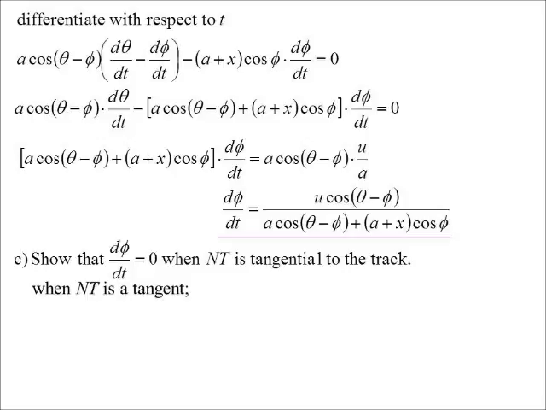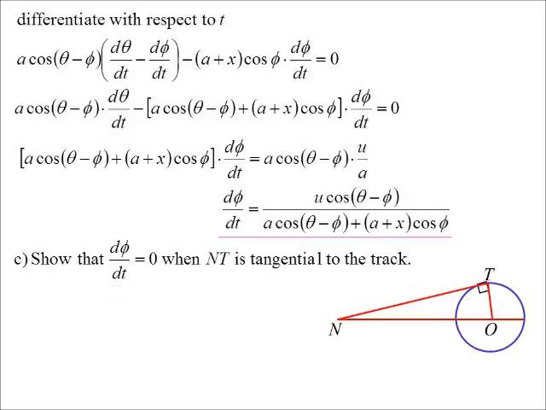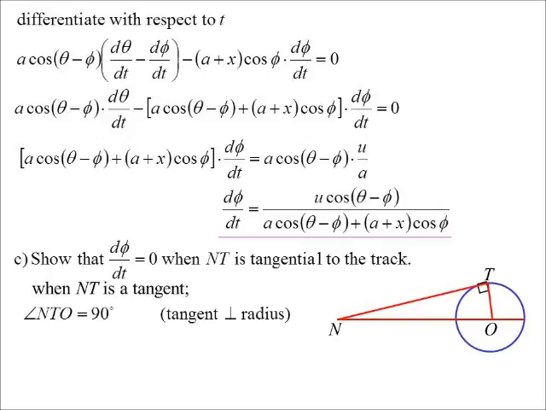Right, so we're going to show that that rate of change is equal to 0. In other words, there is no change in the angle when NT is tangential to the track. So I've just redrawn the diagram over here, leaving out some bits of information, but drawing in that NT is now a tangent. Well, if NT is now a tangent, OT must be perpendicular to it, because radius is perpendicular to tangent. So I now know that's a right angled triangle.